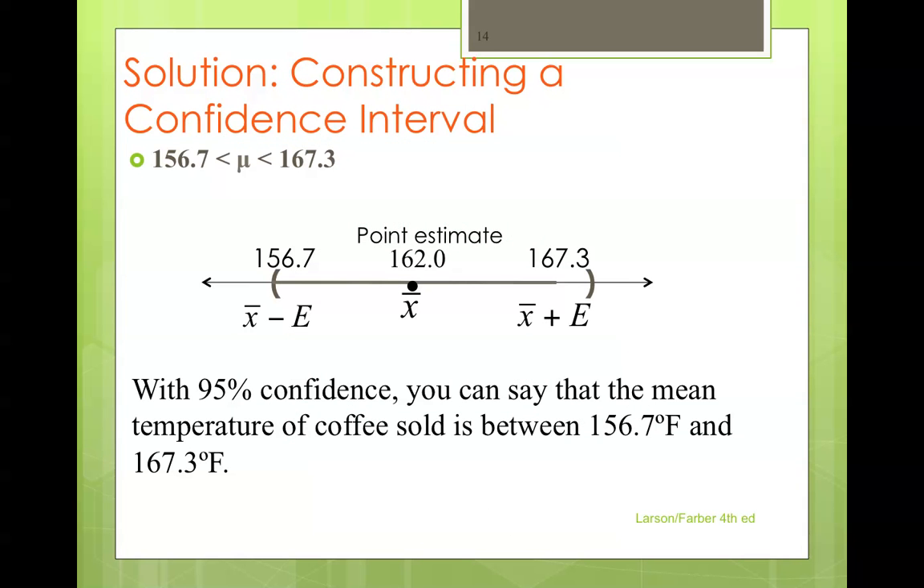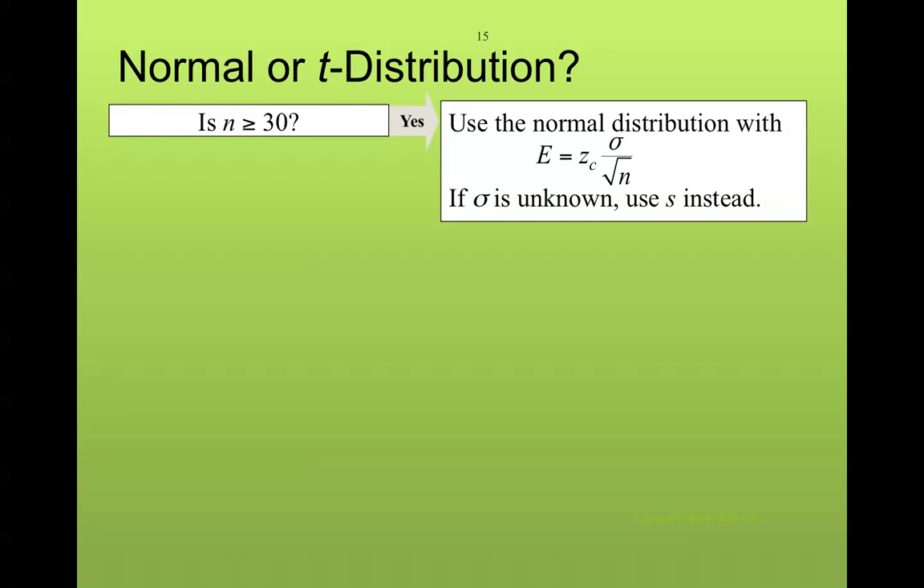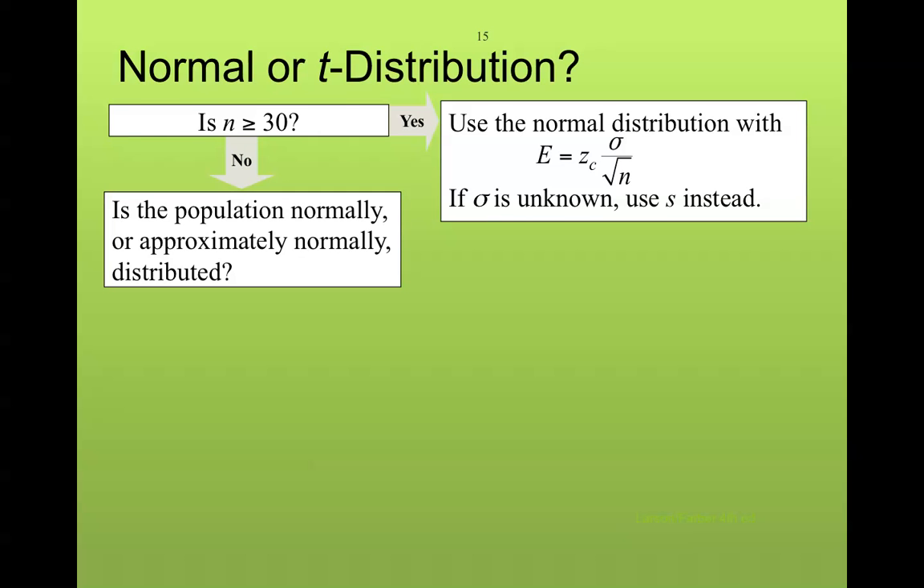So we know with 95% confidence you can say that the mean temperature of coffee sold is between 156.7 and 167.3 degrees. So we have the normal, and we've learned the t-distribution. Now, when can you choose which? So first you need to ask yourself, is n greater than or equal to 30? If you answer yes, then you use the normal. If you answer no, you have to ask yourself a couple other questions.